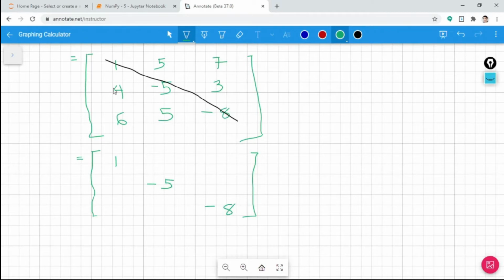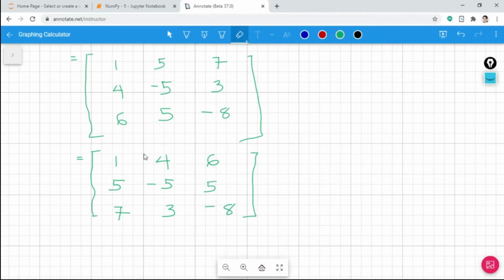Next, you flip the values right here. So the 5 will be here, the 4 will be here. Same thing, 7 will be here and 6 will be here. The last one, 3 will be here and we will have 5. Okay, so let me erase this one. So this is already the adjoint.